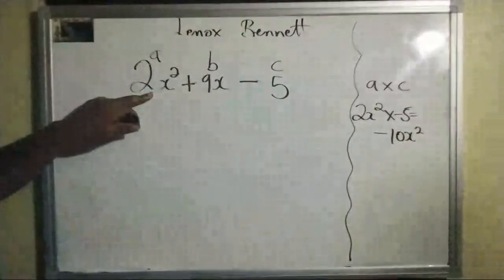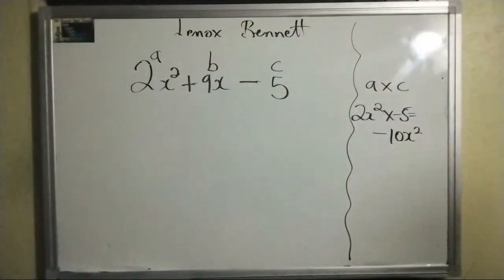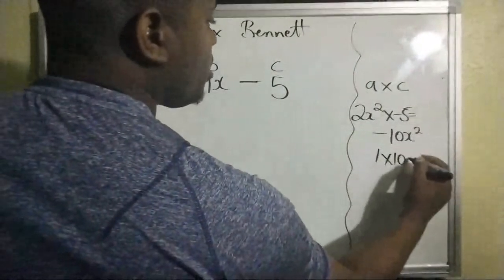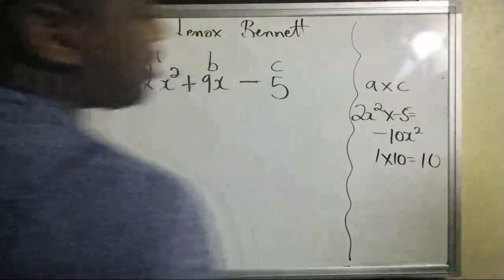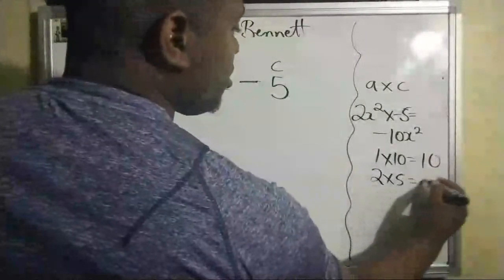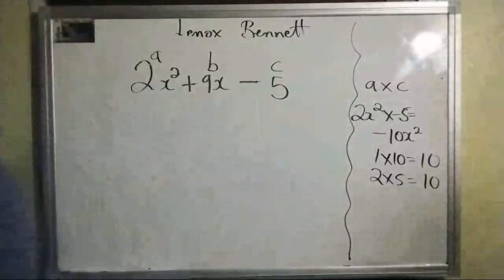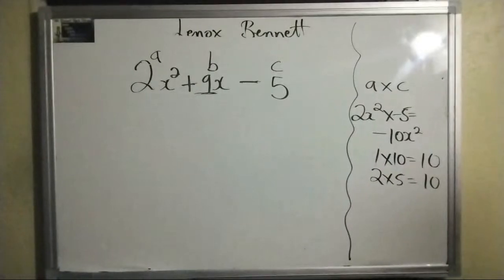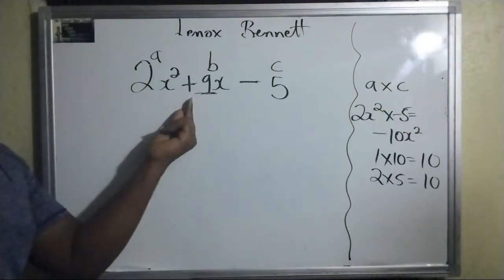And then now we list all the factors of 10. So we have 1 times 10, that is equal to 10. I show my students this, you know. Alright? 2 times 5, that is equal to 10. And then now we see which one of them can give us positive 9x. Right away we know it's 1 and 10, right? Because 10 minus 1 gives us 9. Alright? And we know which one is supposed to be positive, the bigger one.